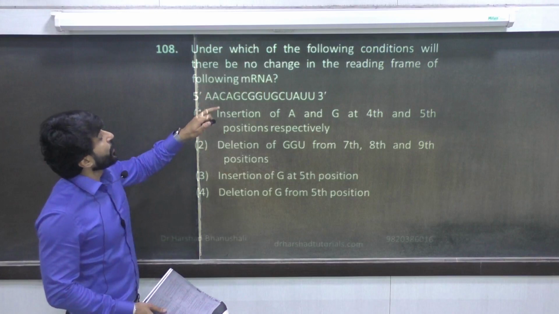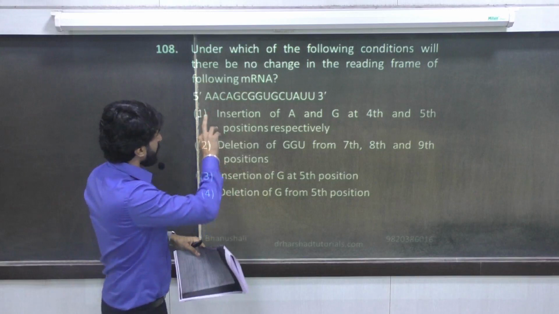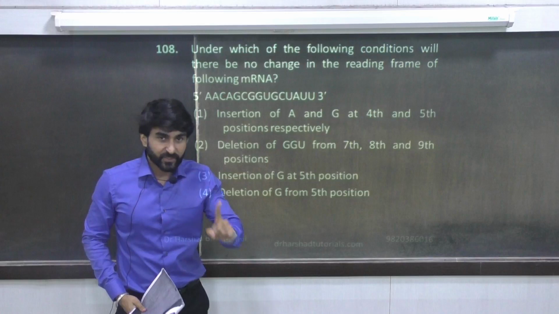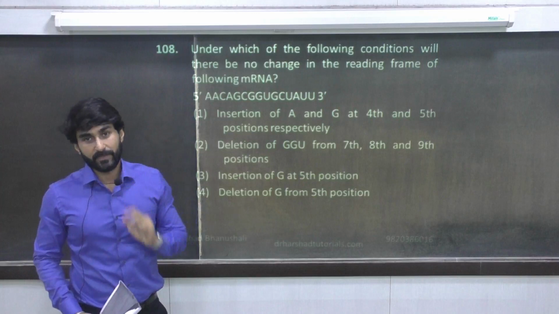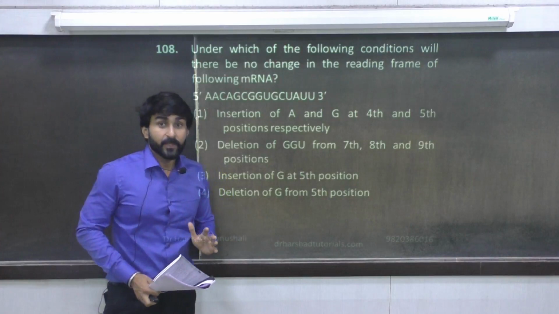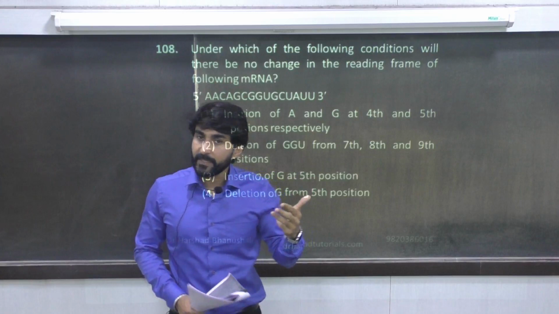Under which of the following conditions would there be no change in the reading frame? Now, if you see the question, it looks very complicated. There are some people who are thinking what to do. But it's a very straightforward question if you learn your mutations and frame shift insertions. Addition or deletion of one or two nitrogen bases alters the reading frame. If you add or delete three or multiples of three nitrogen bases, the reading frame is not altered.